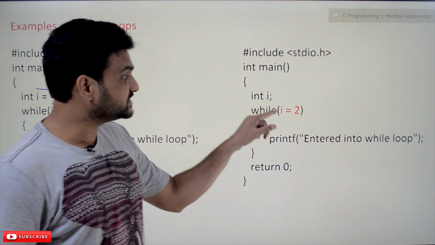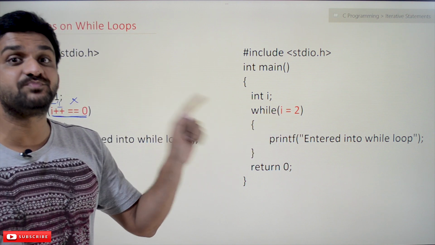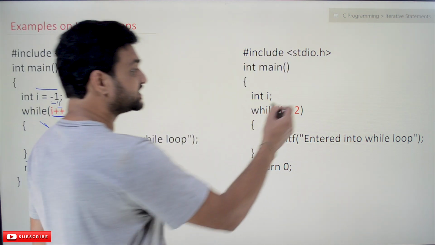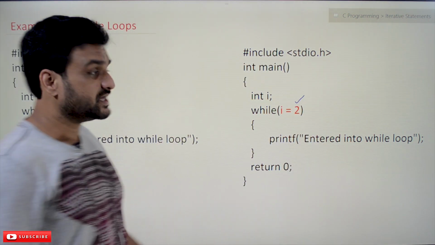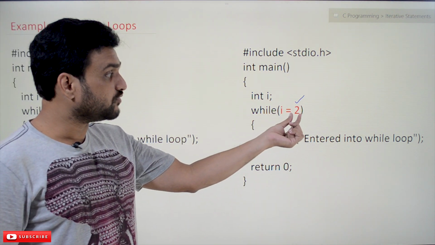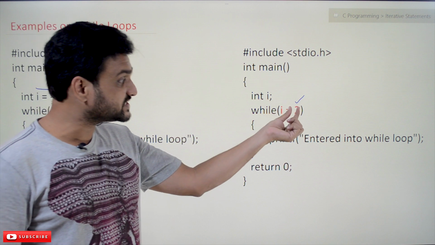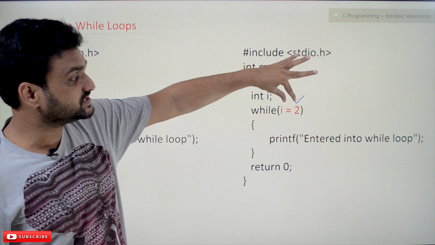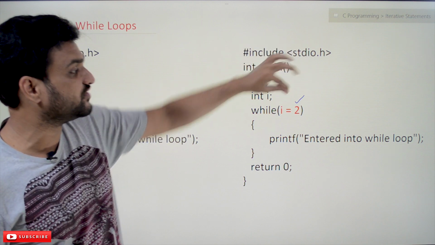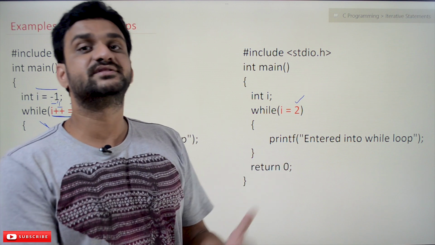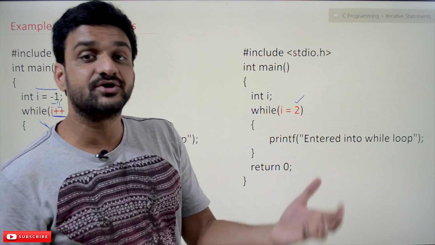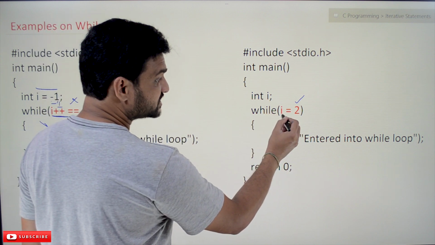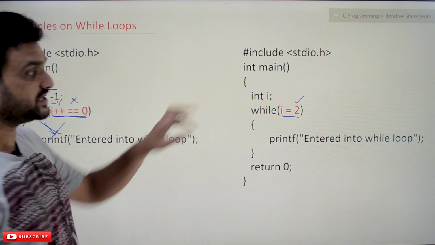Then this is i is equal to 2. Assignment is possible in a while loop, but what it considers is the final value. Whatever has been assigned will get considered. If it is 0, then it is false. If it is anything other than 0, like 1, 2, 3, that is going to be considered as true. So don't confuse it with the comparison operator, double equal to.